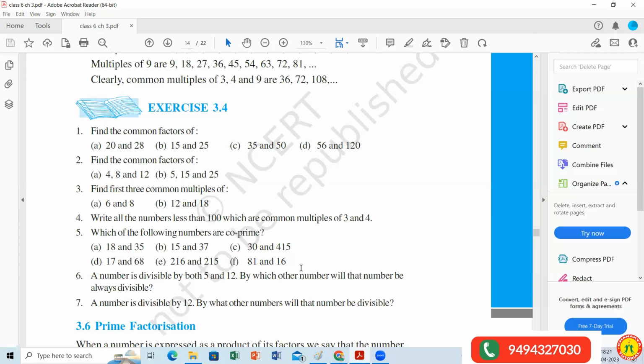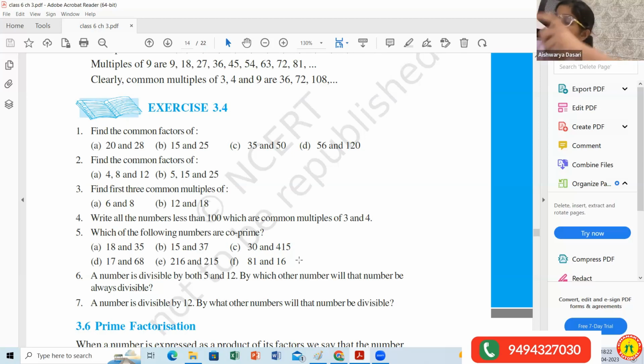If a number is divisible by both 5 and 12, then that number is always divisible by the product of those two numbers. The product of those two numbers is always divisible by the numbers. So the product of 5 and 12 is 60. The 60 is the other number that will always be divisible by 5 and 12.